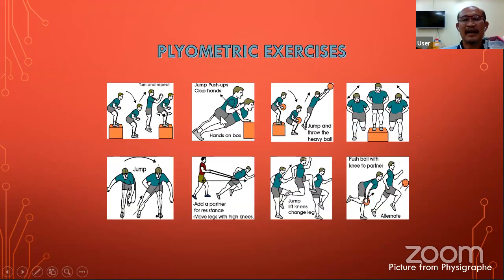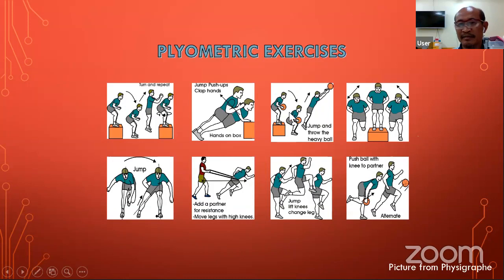Plyometric exercise. Make sure there is a stretch shortening cycle in the muscle. Very fast stretch shortening cycle. Normally in plyometric exercise, we can divide into three levels: basic plyometric, intermediate plyometric, and advanced plyometric. Here may be basic plyometric. Here may be intermediate plyometric, and here can be advanced plyometric strength training exercise.